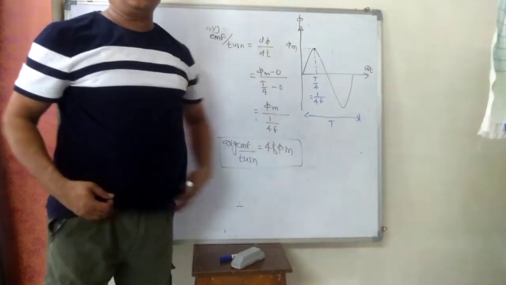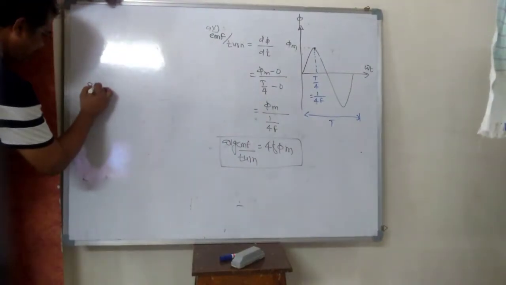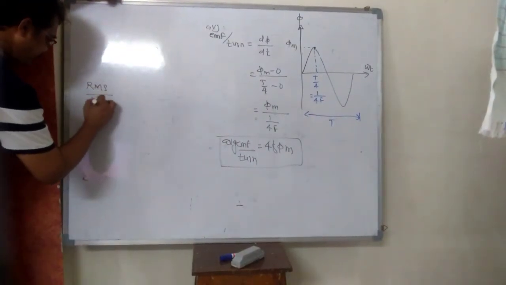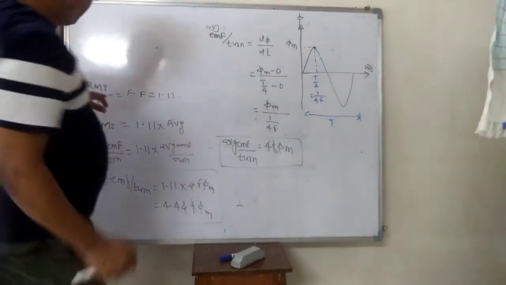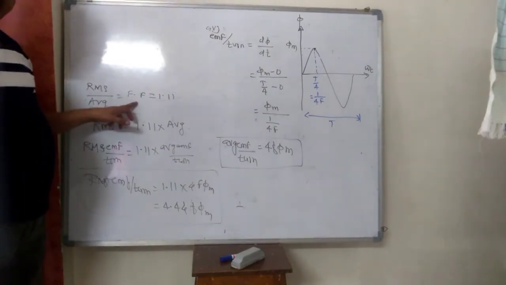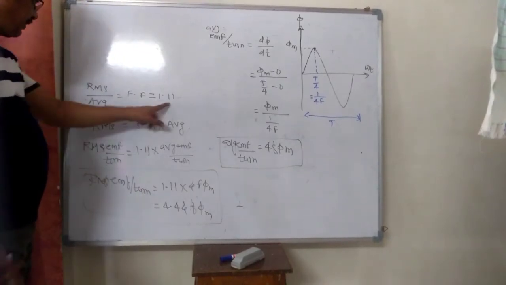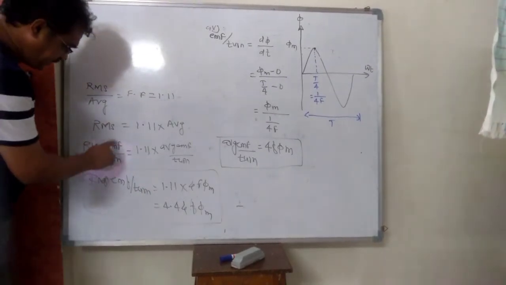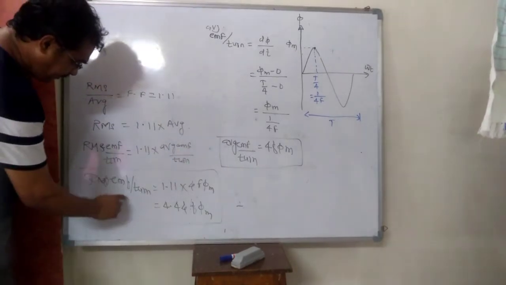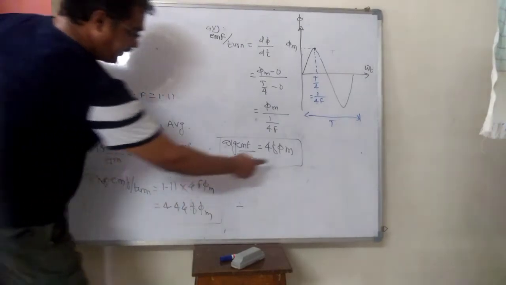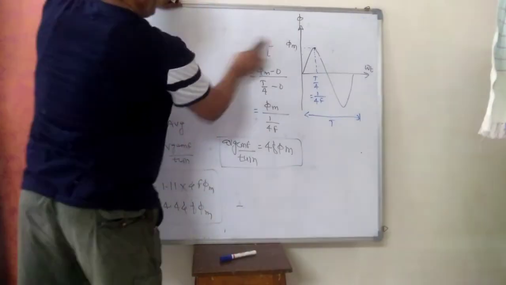Now, since this is a sine wave, we need to define its RMS value. We know RMS value upon average value is form factor. Form factor is constant 1.11. So RMS will equal 1.11 into average. So RMS EMF per turn will be 1.11 into average EMF per turn, which is 4f phi m. So it is 4.44 f phi m.